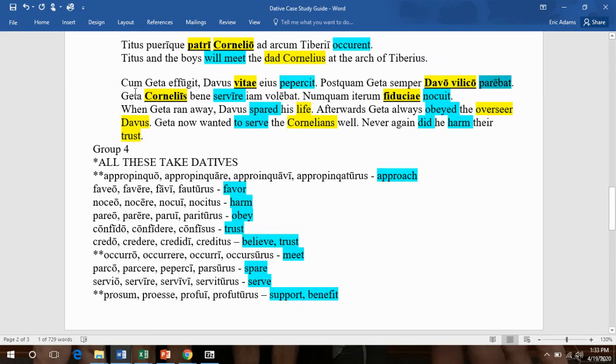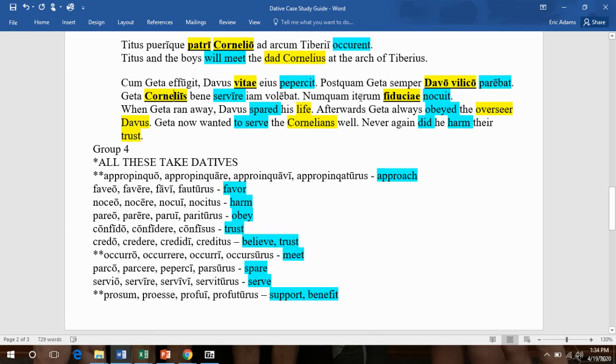Geta Corneliis bene servire iam volebat. Geta now was wanting to serve. Servio, servire requires a dative object because when you serve someone, you're giving service to them. Do not confuse this verb, please, with servo, servare, a first conjugation that means to save, that we have seen before. So, Geta now was wanting to serve the dative Cornelians well, because servire requires its dative object.